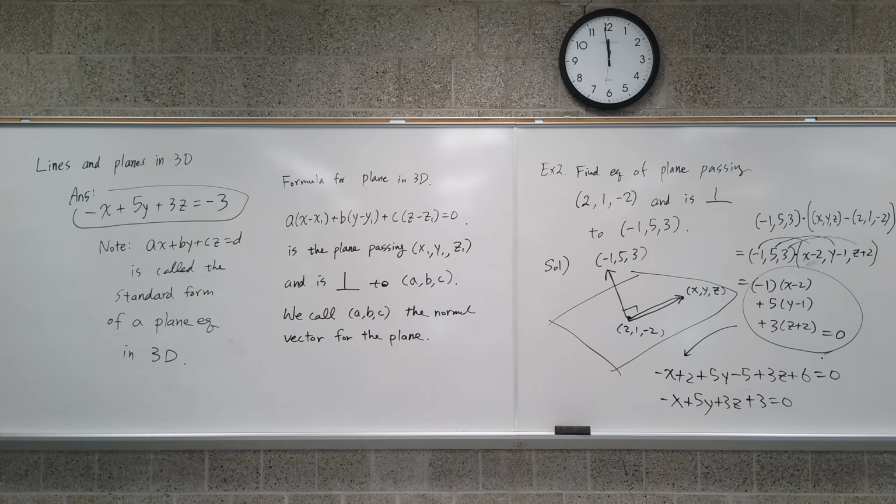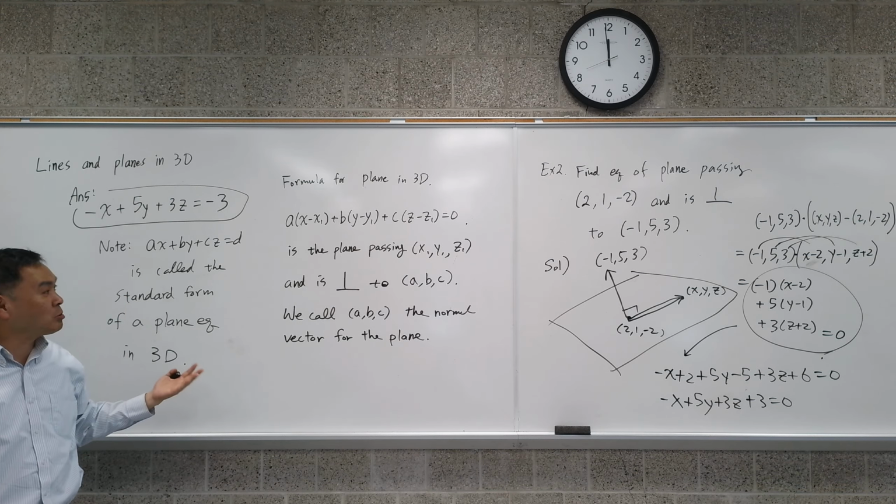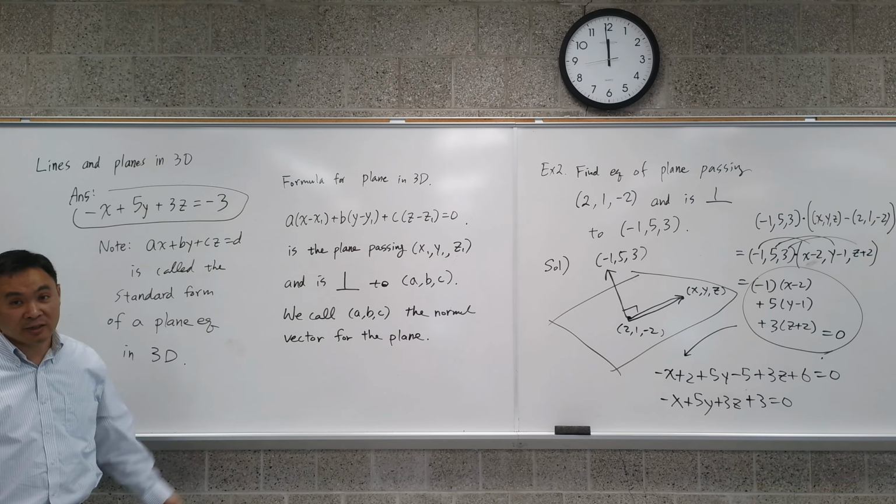Is that okay? Whenever you see an equation like this, then negative 1, 5, 3 written as a vector, that's the normal vector to the plane.